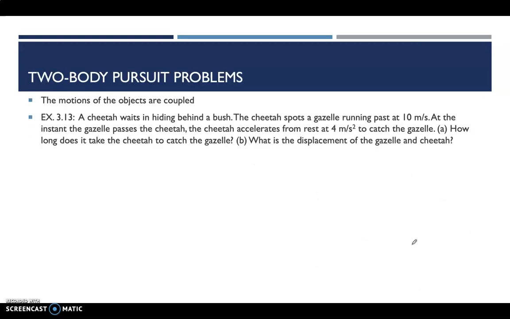Okay, so now we're going to look at two-body pursuit problems. This is going to be the motions of objects that are coupled together. We're going to look at example 3.13. A cheetah waits in hiding behind a bush. The cheetah spots a gazelle running past at 10 meters per second. At the instant the gazelle passes, the cheetah accelerates from rest at 4 meters per second squared to catch the gazelle. How long does it take for the cheetah to catch the gazelle? And what is the displacement of the gazelle and the cheetah?